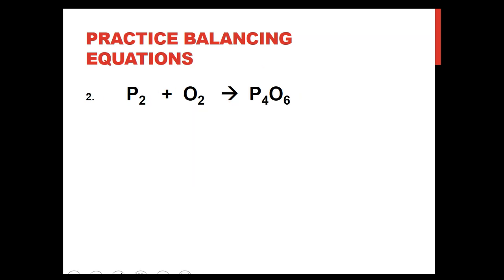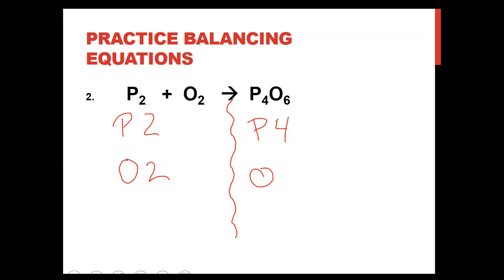Let's try another one. So again, you're going to draw a line. And I'm going to write what I have. I've got P's, and I've got O's, and I've got P's, and I've got O's. Again, in the same order, so I can quickly look back and forth. It's going to get more complicated. So I have 2 P's on this side because of that 2, and I've got 2 oxygens on this side because of that 2. On the right, I have 4 P's, and on the right, I have 6 O's. So nothing is balanced right now. I have 2 and 4 and 2 and 6.